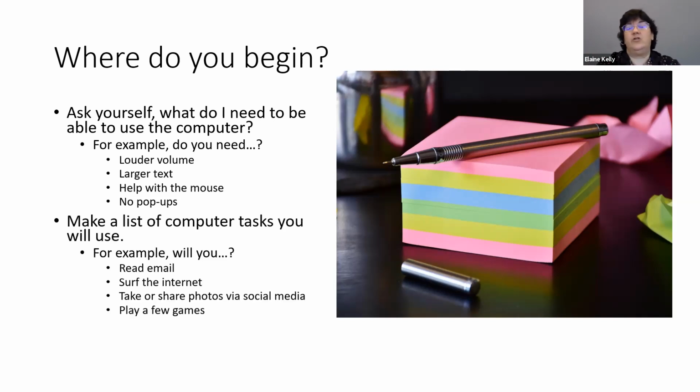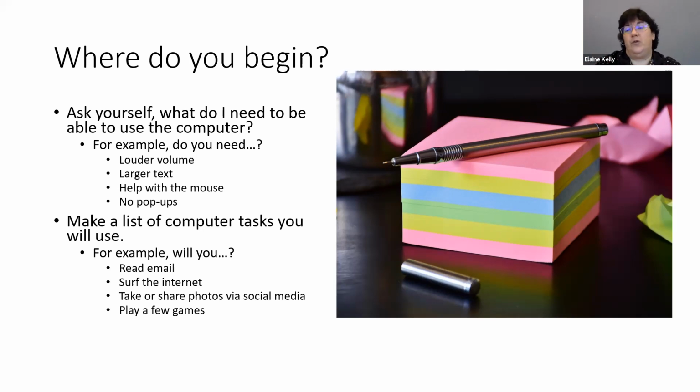The second thing that you want to take a look at and write down is what task you want to use the computer for. For instance, do you want to read your email? Do you want to surf the internet? Do you want to take or share photos via social media? And that's a key one. If the person is taking pictures and can share them directly from their phone, let them stay on the phone with that. If you have to bring it onto the computer, you're introducing a different element there that could also get them a little bit shaky.